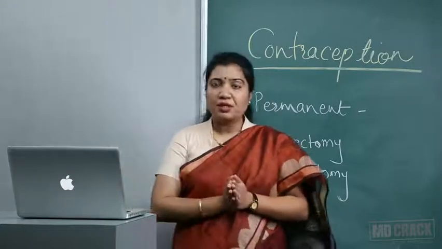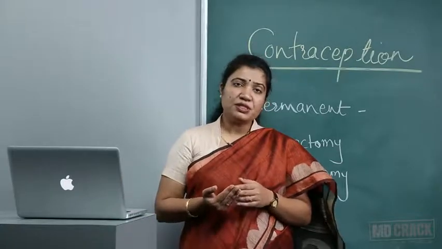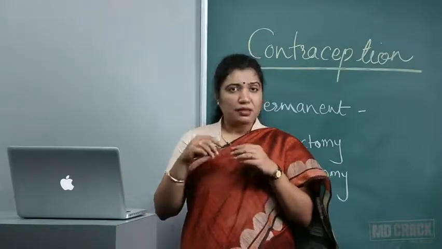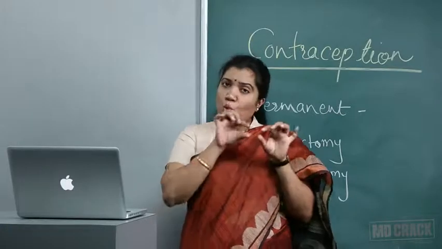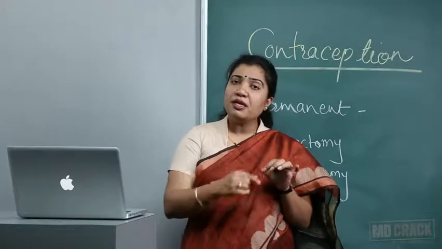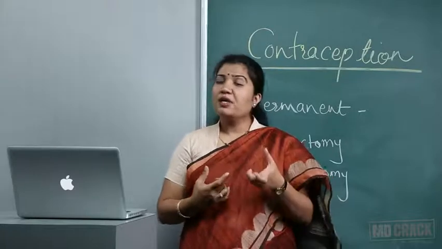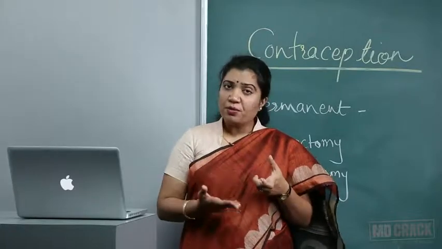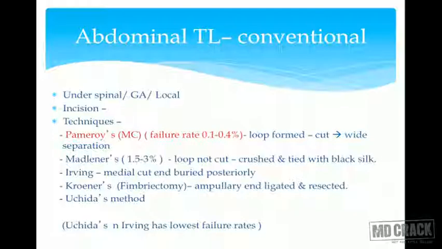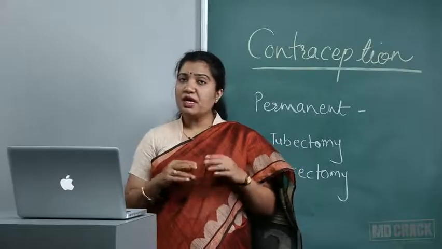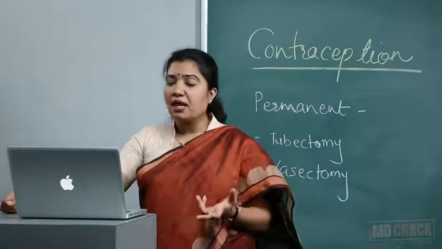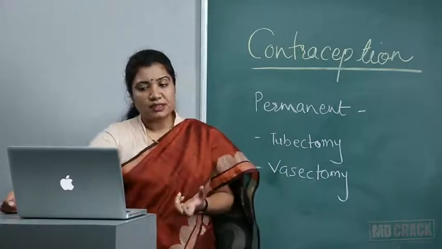Again, MCQs can be asked on this. Modified Pomeroy: it is suggested that when we form a loop and tie it with absorbable suture material, one more tie can be placed at the medial end with non-absorbable material, so that it increases the effect further. Madlener's technique: the failure rate is 1.5 to 3%. The loop is not cut but just crushed and tied with non-absorbable suture material, that is black silk. Because it is not cut and just tied, chances of recanalization are a little high, so the failure rate is on the higher side.